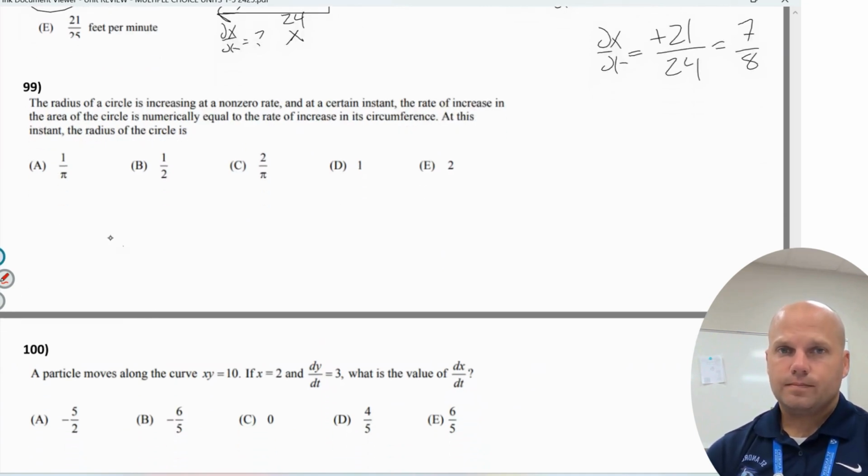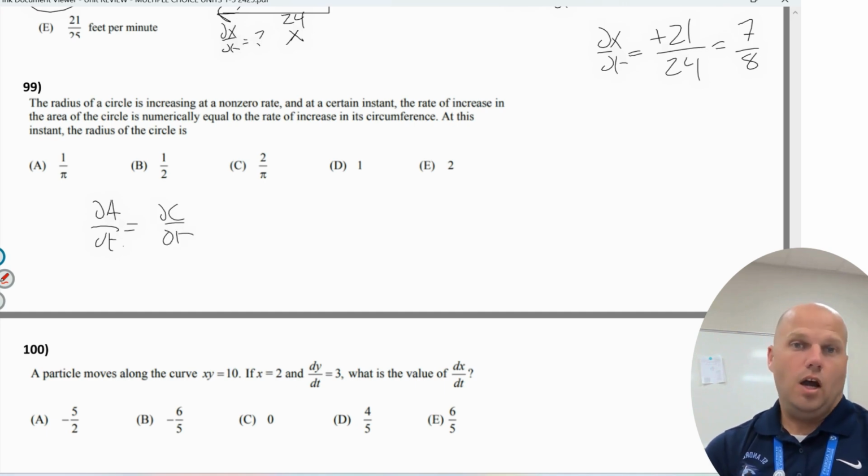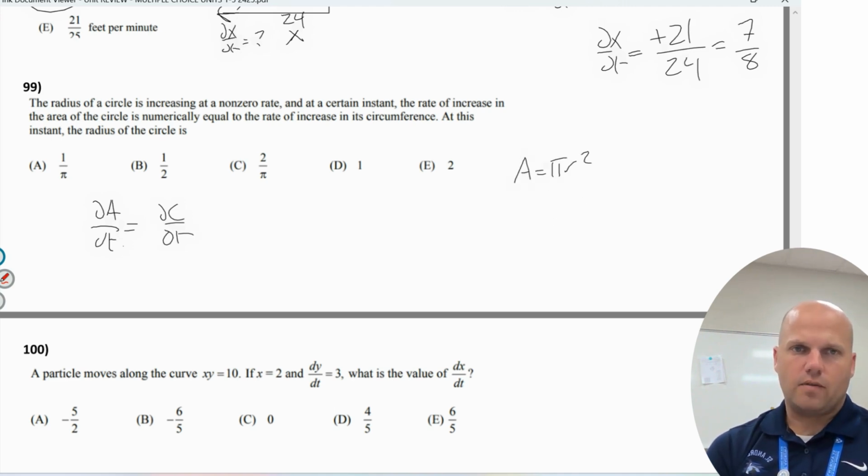Okay, circle. The rate of change of the area is equal to the rate of change of the circumference. What is the radius of the circle at this moment? Cool. So the area of a circle is this. The circumference of a circle is 2 pi r. This is relating one to the other. I feel like the radius is going to be 1.